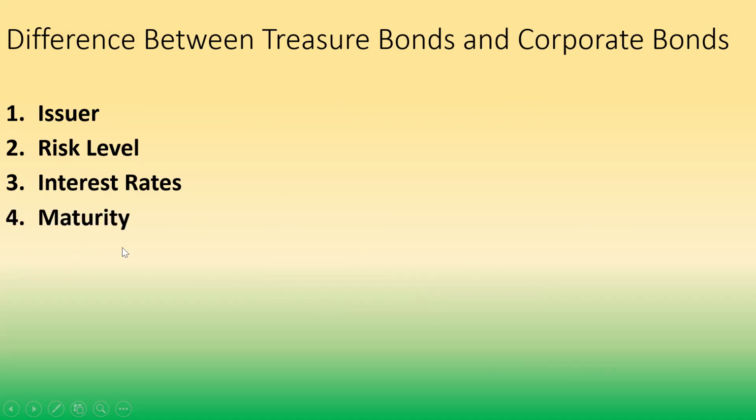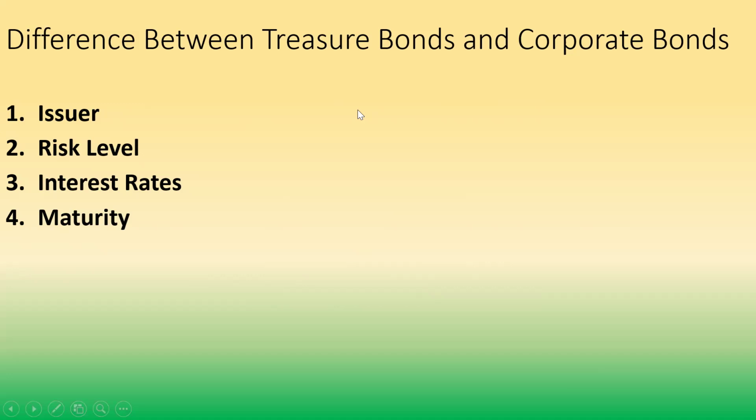Next is maturity level. Treasury bonds have long maturities ranging from 10 to 30 years, whereas corporate bonds have shorter maturity levels as compared to T bonds, from a few years to long term securities. It may be 5 years or 10 years or 30 years. As compared to treasury bonds, corporate bonds have lower maturity levels.